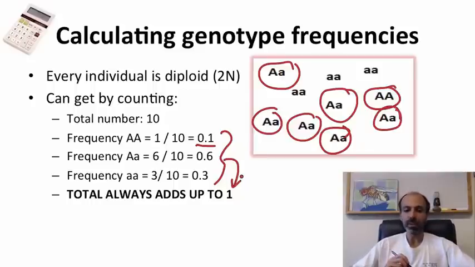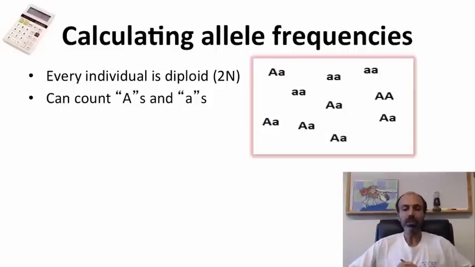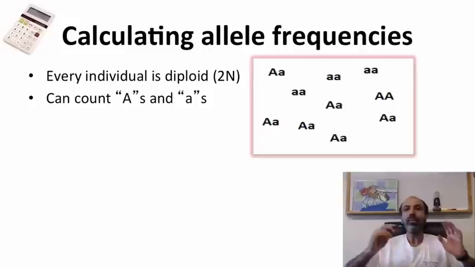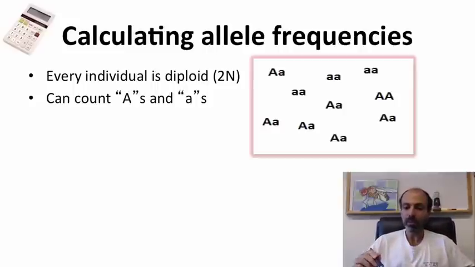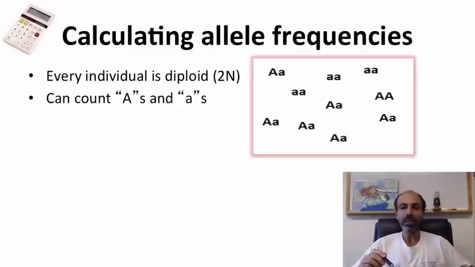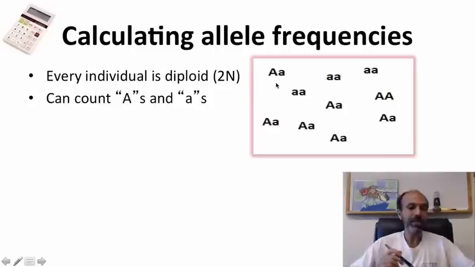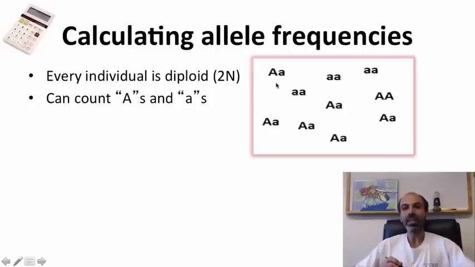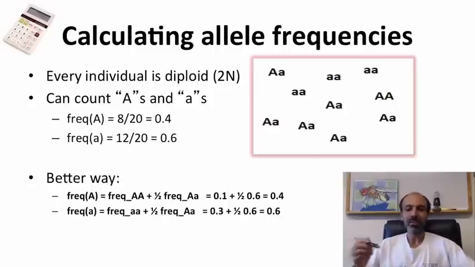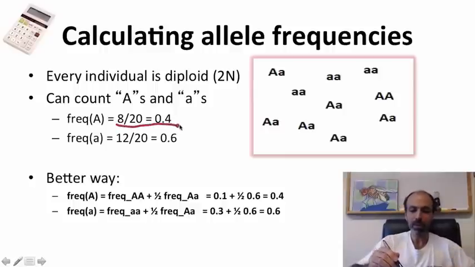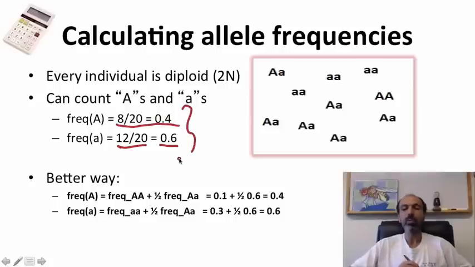What about allele frequencies? Well, there are two ways we can actually do this. The most obvious way, which is not necessarily the better way, is to literally just count the big A's and the little a's in this group. So we can look at this and see there are 20 total alleles here. They're attached together as genotypes, but there are 20 alleles. How many big A's are there? 1, 2, 3, 4, 5, 6, 7, 8. 8 big A's out of 20. So how many little a's are there? There obviously must be 12. So we have 8 out of 20, or 0.4 big A's, and 12 out of 20, or 0.6 little a's. And again, this adds up to 100%.